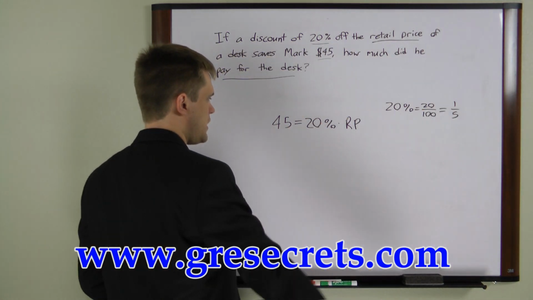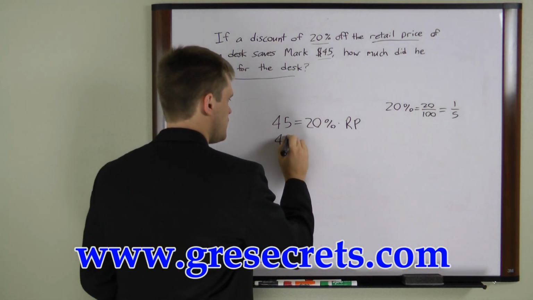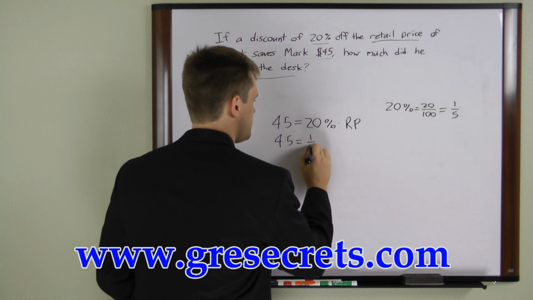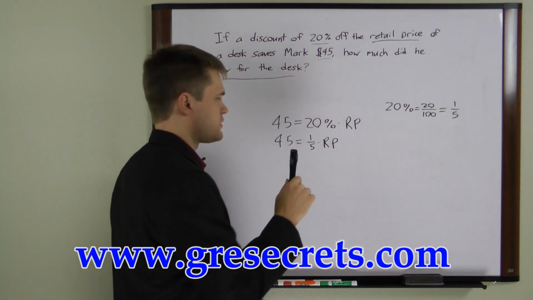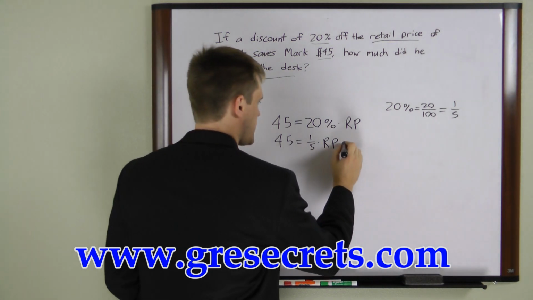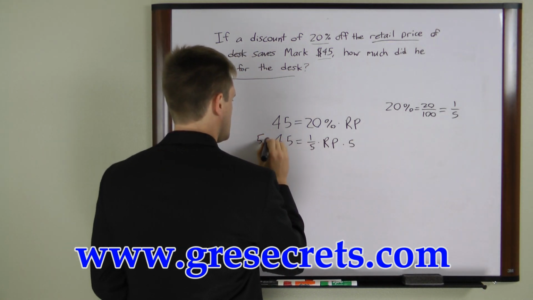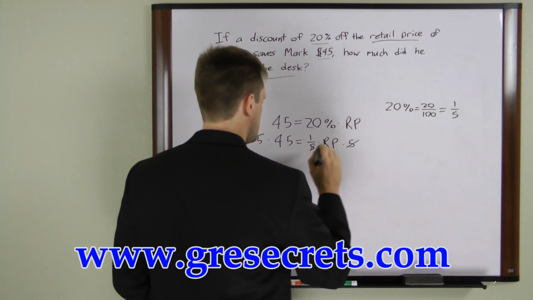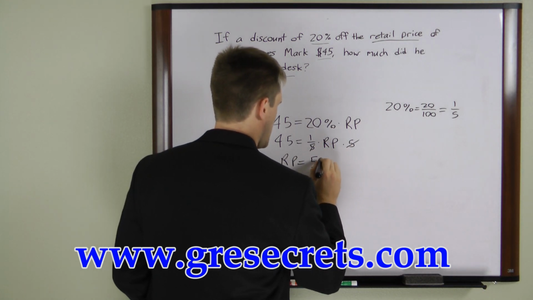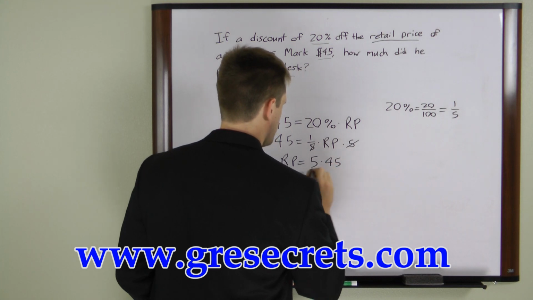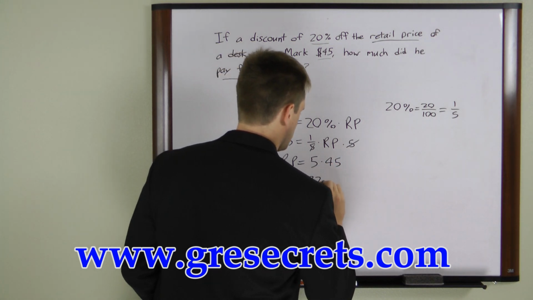So let's substitute that back into this equation. 45 equals 1/5 times retail price. Now to solve this, we can multiply both sides by 5. These 5's cancel, giving us the retail price equal to 5 times 45, or 225.